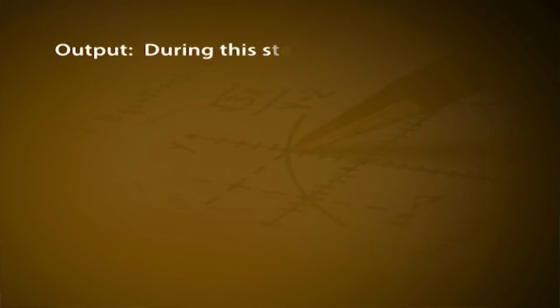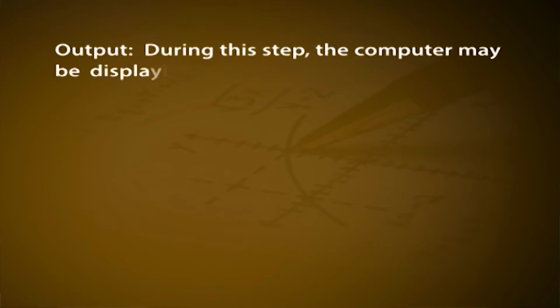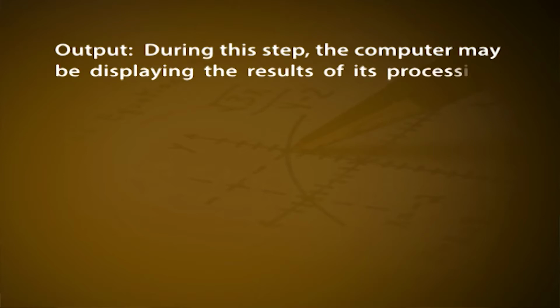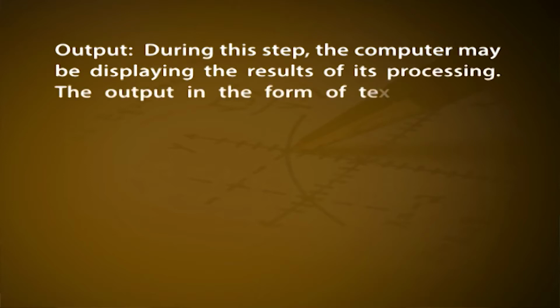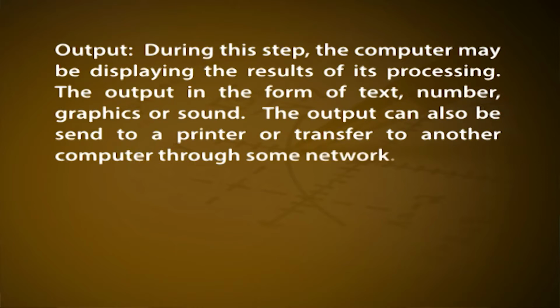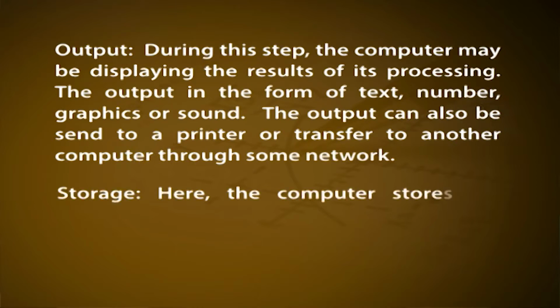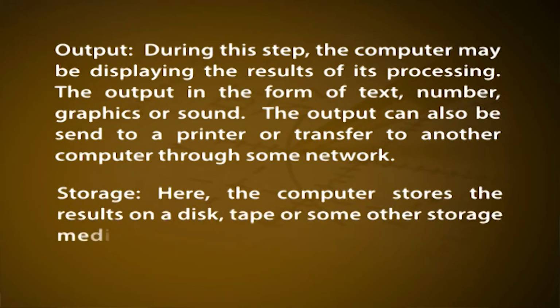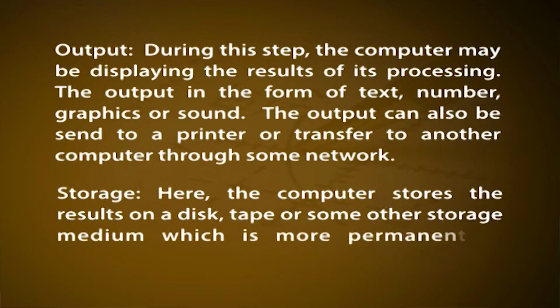Output. During this step, the computer may be displaying the results of its processing. The output is in the form of text, number, graphics or sound. The output can also be sent to a printer or transferred to another computer through some network. Storage. Here, the computer stores the results on a disk, tape or some other storage medium which is more permanent in nature. Output and storage are optional.